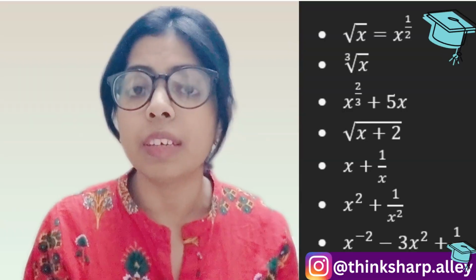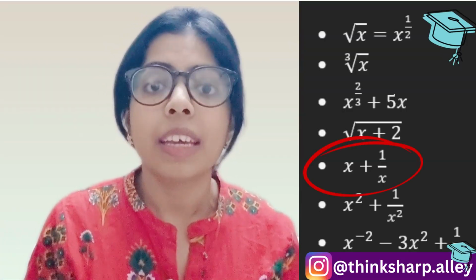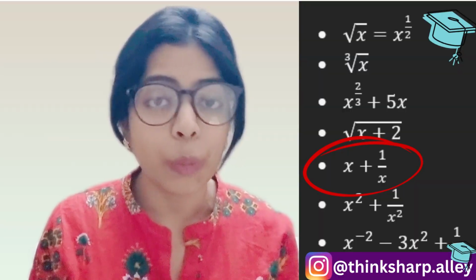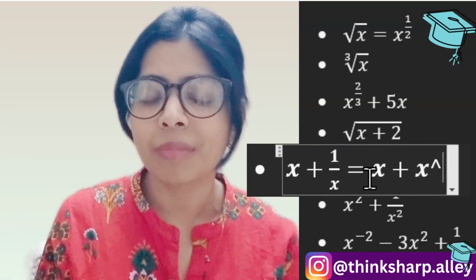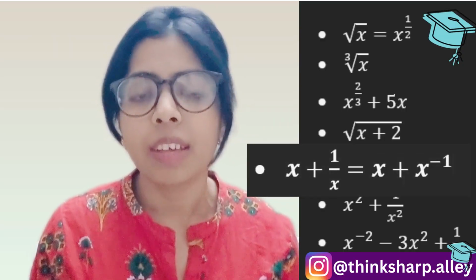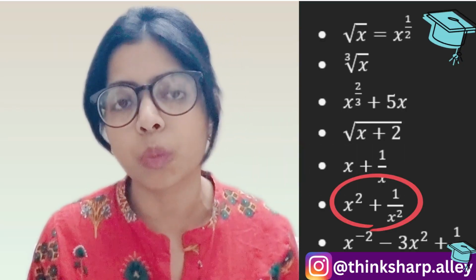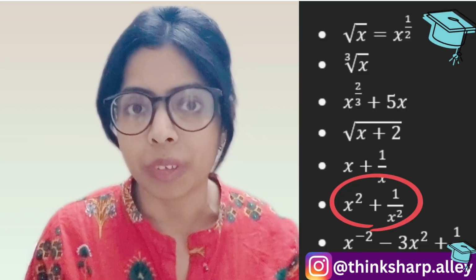One more example is x plus 1 by x. It is also not a polynomial because x is in the denominator with a positive power. So I told you a variable cannot have a negative power. So I can write x plus 1 by x as x plus x to the power minus 1. And hence, this is also not a polynomial. Similarly, x square plus 1 by x square is not a polynomial.